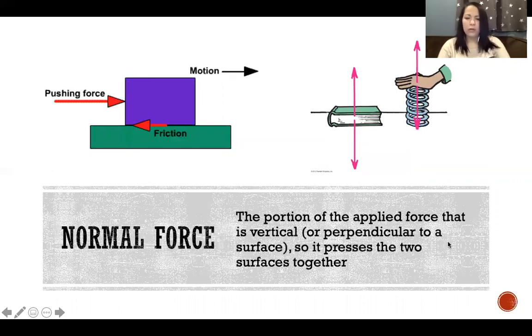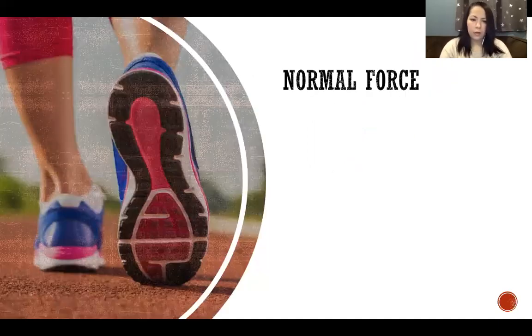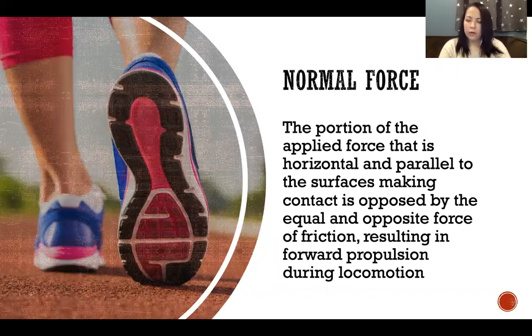Okay, normal force is the portion of the applied force that is vertical or perpendicular to a surface. So it presses the two surfaces together, which is why friction occurs between the two surfaces. Okay, so the portion of the applied force that is horizontal and parallel to the surfaces making contact is opposed by the equal and opposite force of friction, resulting in forward propulsion during locomotion. Okay, so it's the opposing force to friction that causes us to be able to propel ourselves forward.